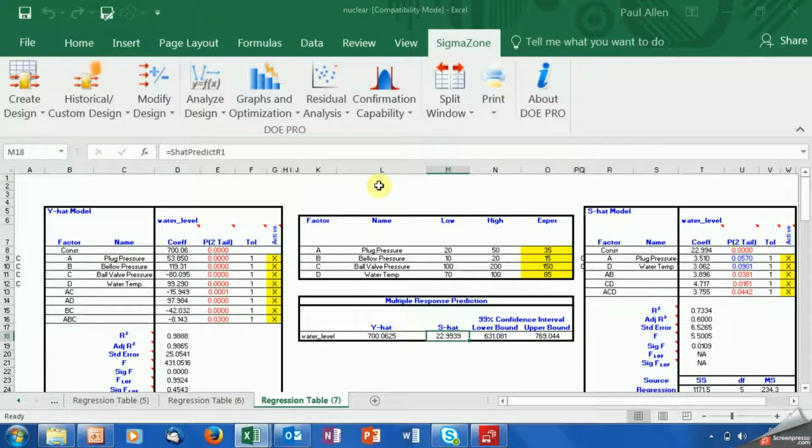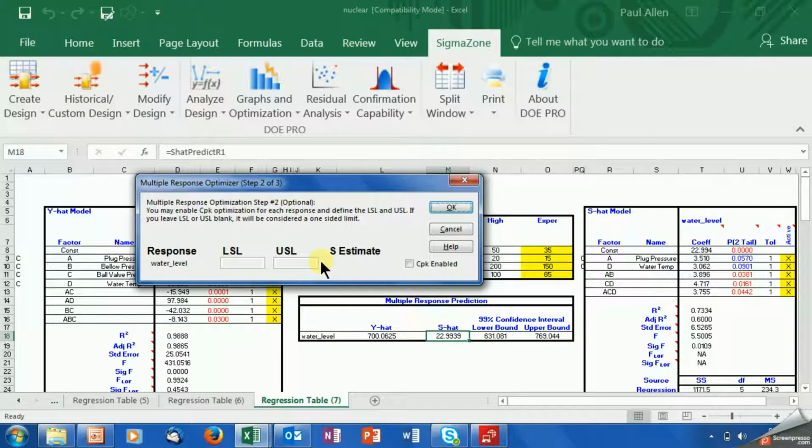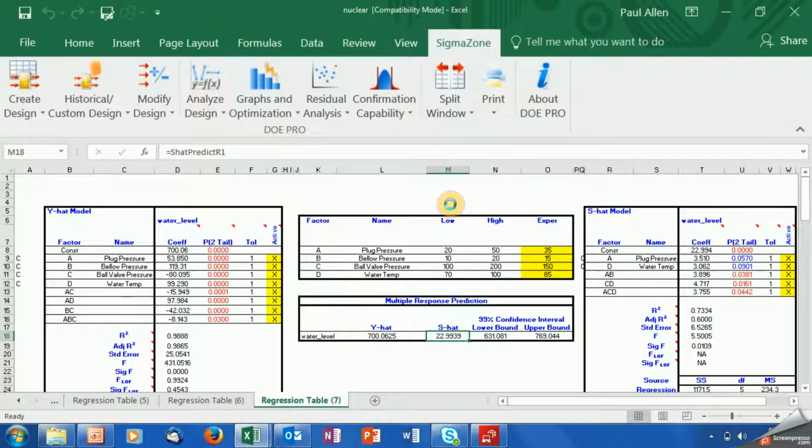Click OK to that. Now I'm going to click through this window. This window, you would enable the CPK if you wish the computer to have control of the standard deviation as well, but we don't. So we're just going to click through it without doing anything to that window.